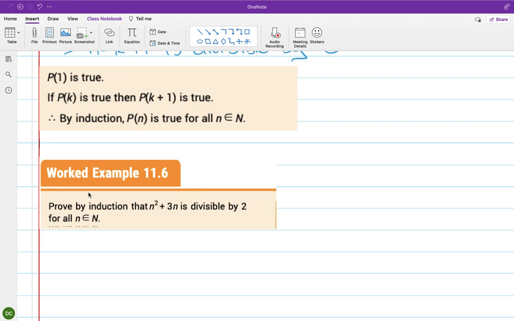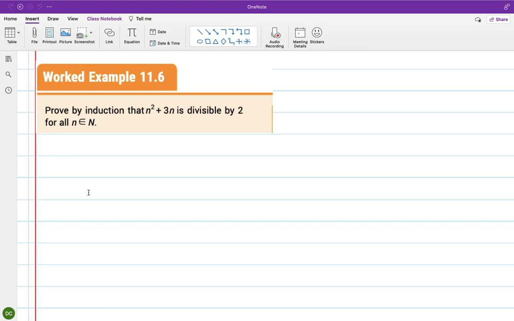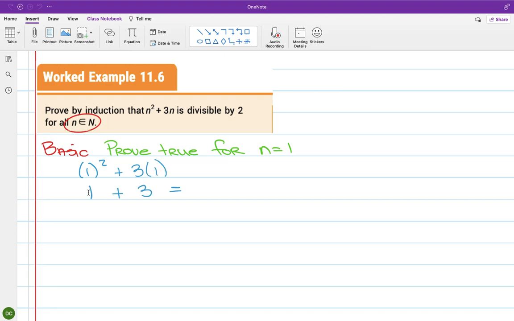Right, I think I may as well do the last one while we're here. So, same again. So prove by induction that this time I'm looking for is divisible by 2. Again, it is all natural numbers, so we are going to prove that the statement is true for n equal to 1. So that is 1 squared plus 3 times 1, which is 1 plus 3, which is 4, and 4 is divisible by 2.